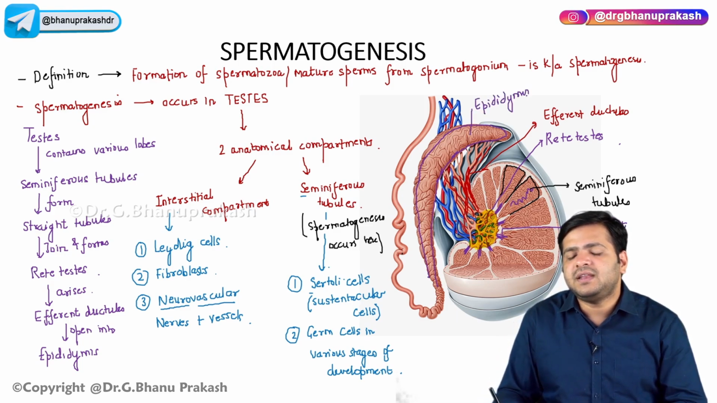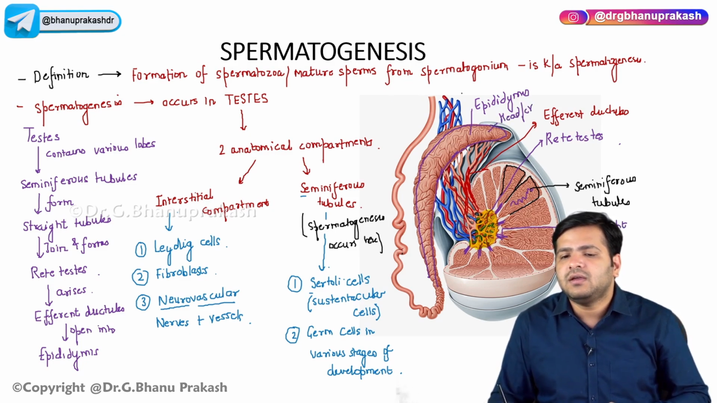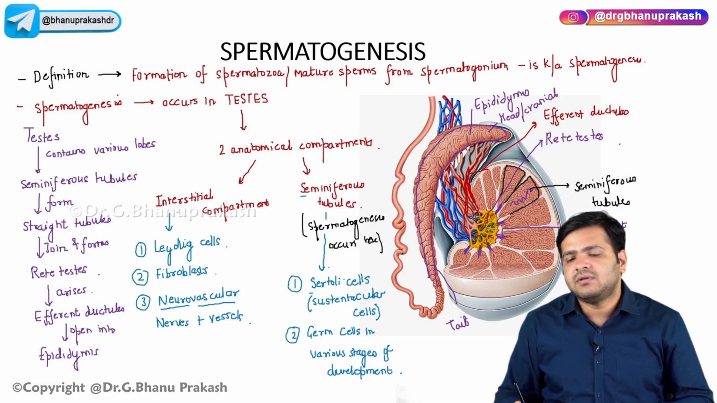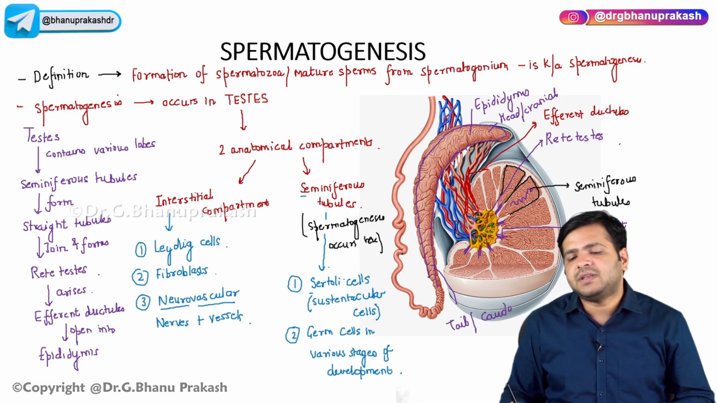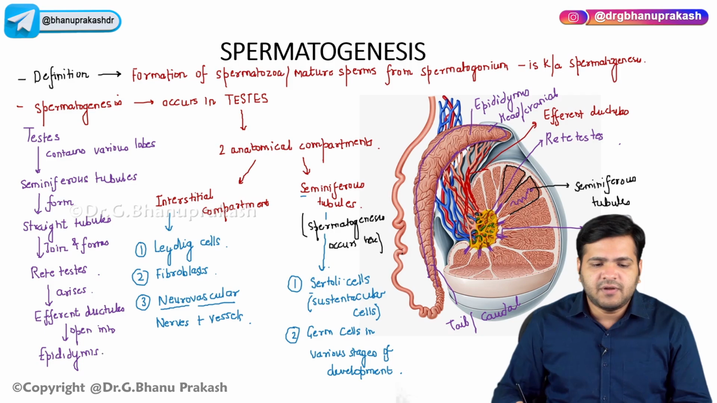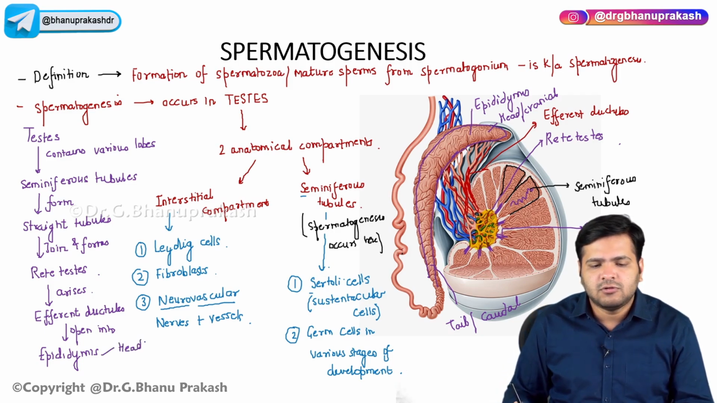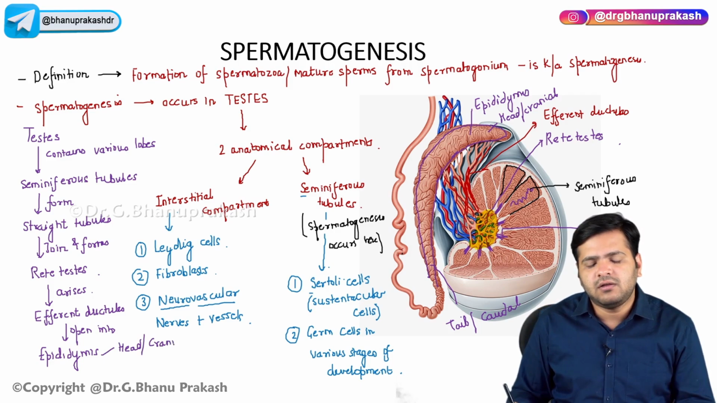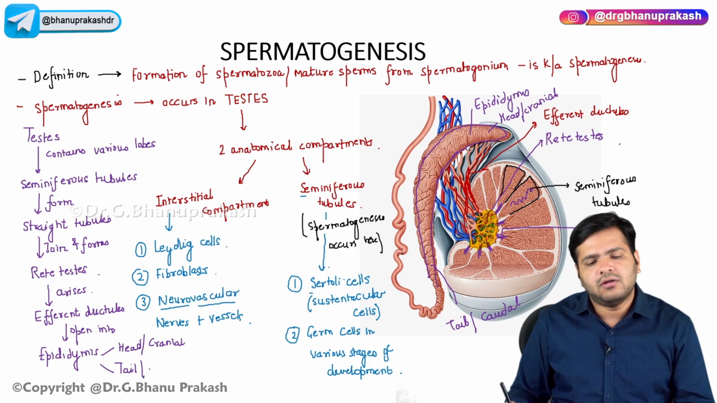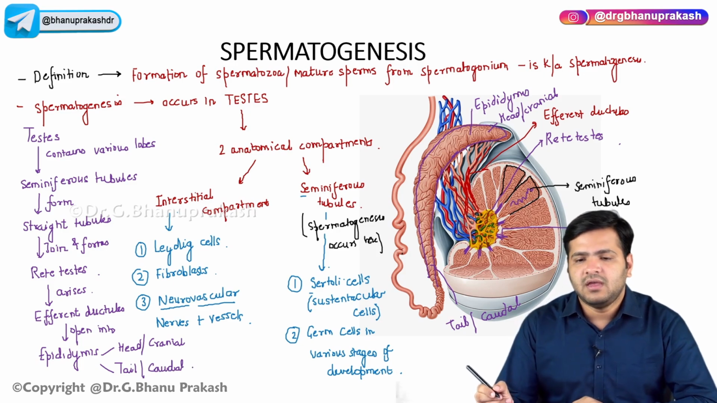Epididymis. Now this epididymis contains the head part or the cranial part, and we have the tail part of the epididymis or the caudal part of the epididymis. Remember, we have the head or the cranial part, and we also have the tail or the caudal part of the epididymis.